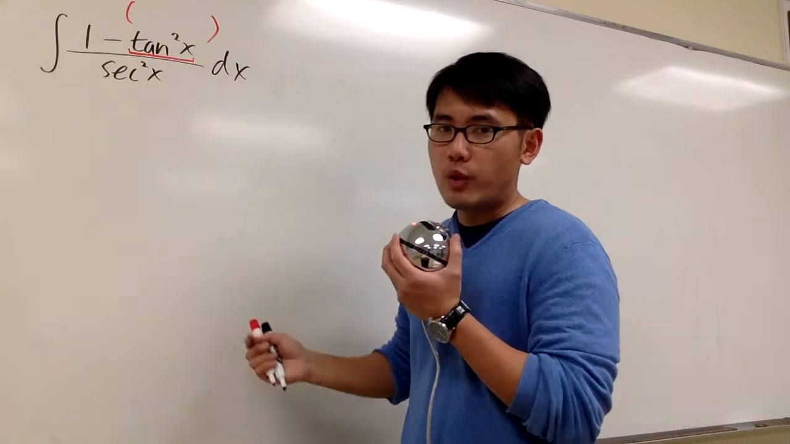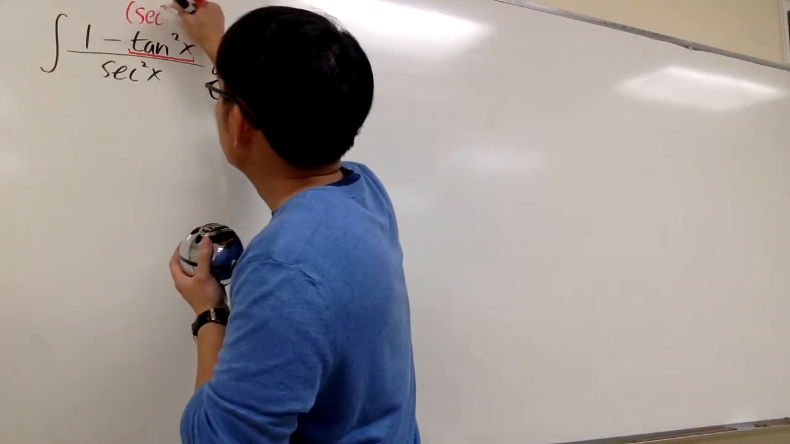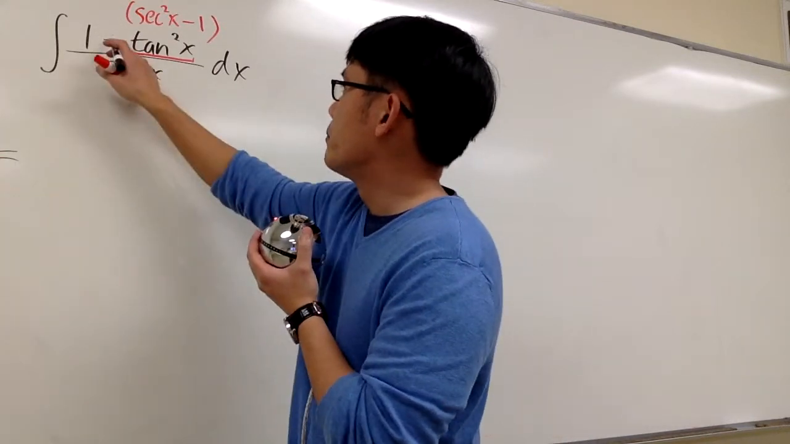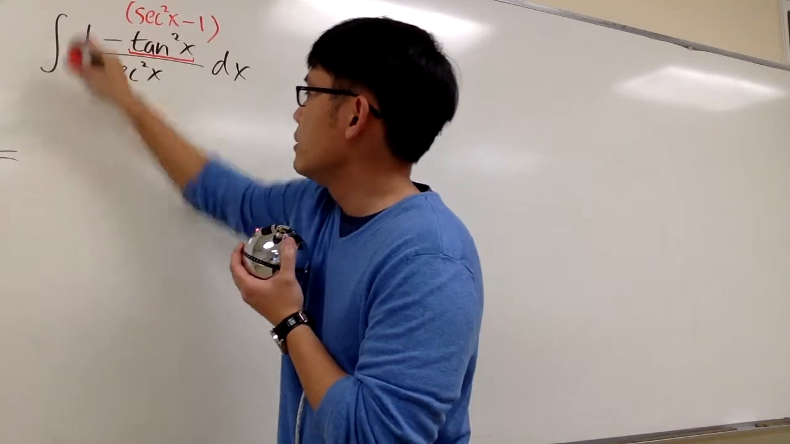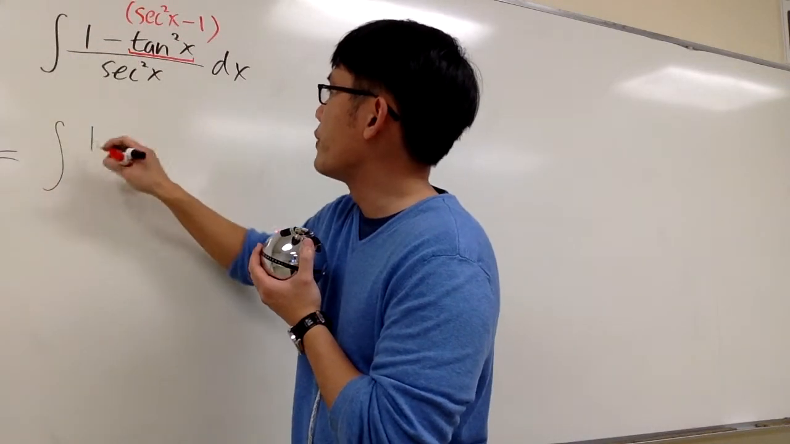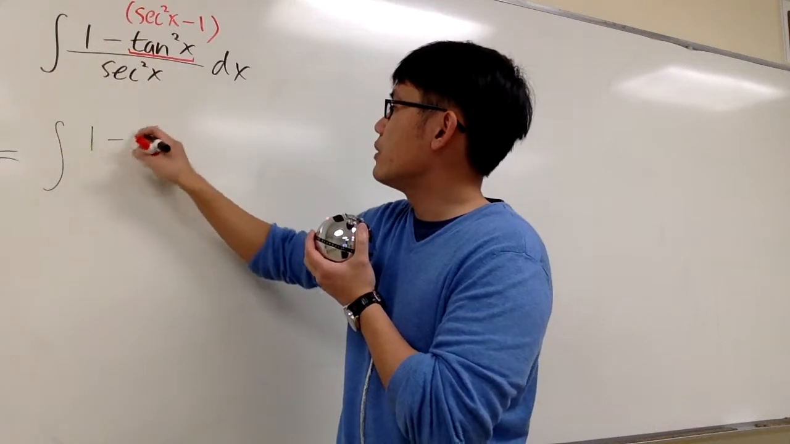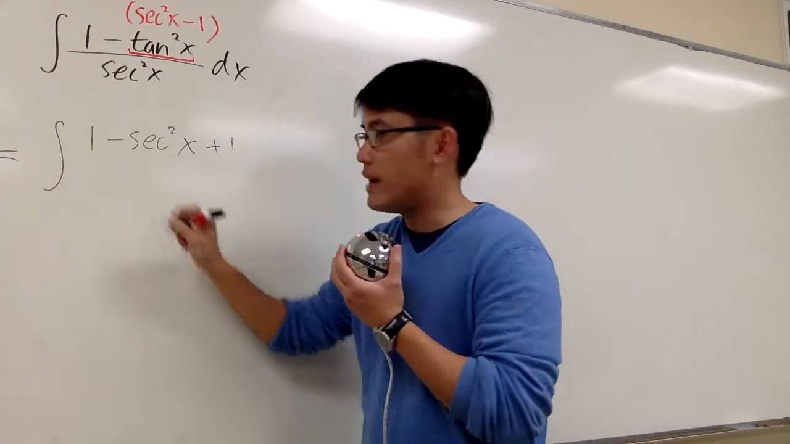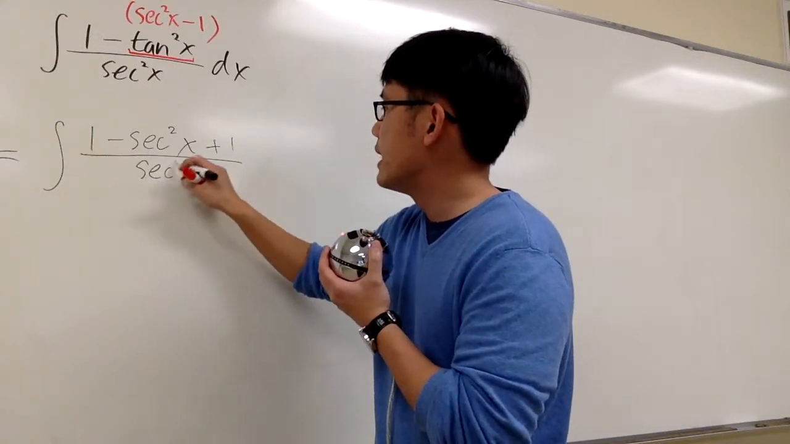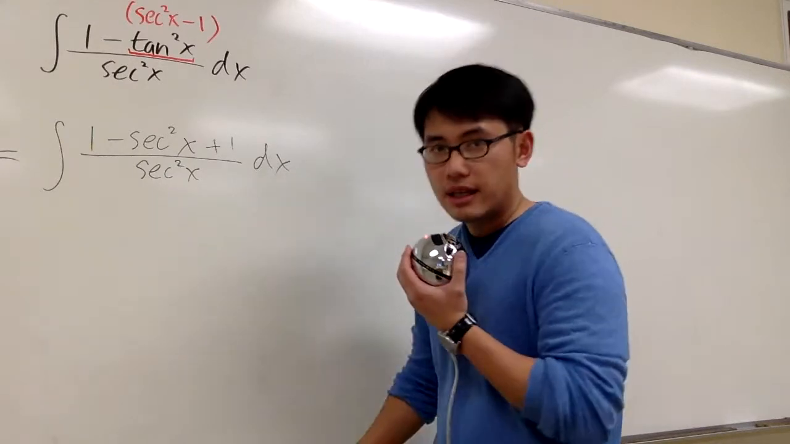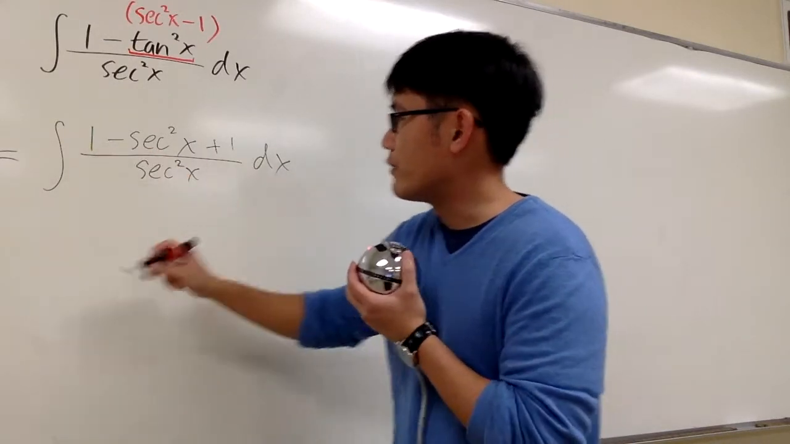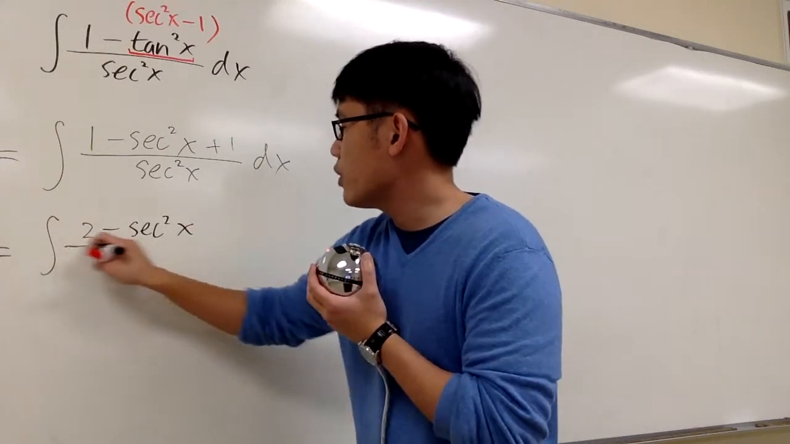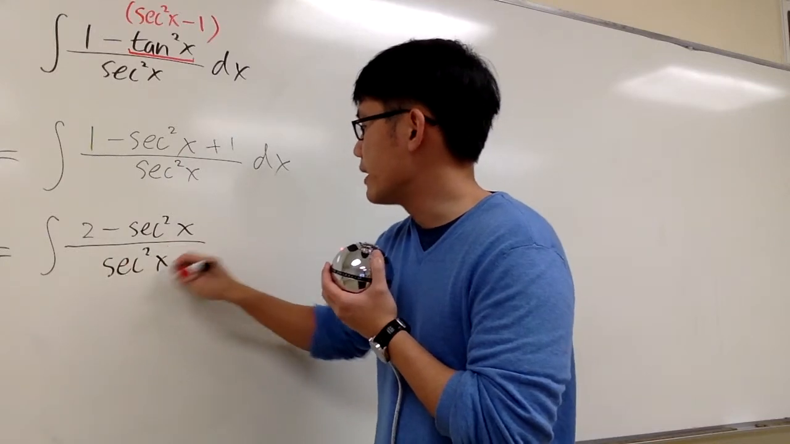We know tangent square is the same as secant square x minus 1. So in other words, perhaps I can distribute the negative into the parentheses. So we have the integral of 1, negative secant square x, and then negative 1 becomes plus 1, and that's all over secant square x dx. And of course, we have the 1 plus 1, which is 2. So this is the same as the integral of 2 minus secant square x all over secant square x dx.